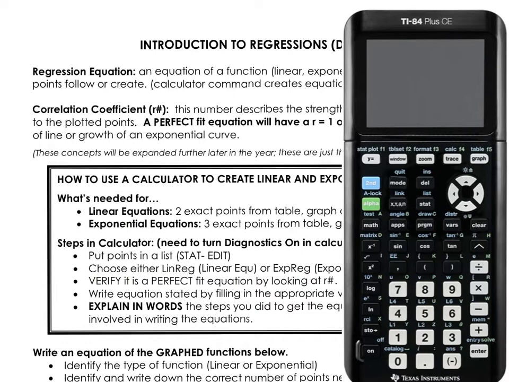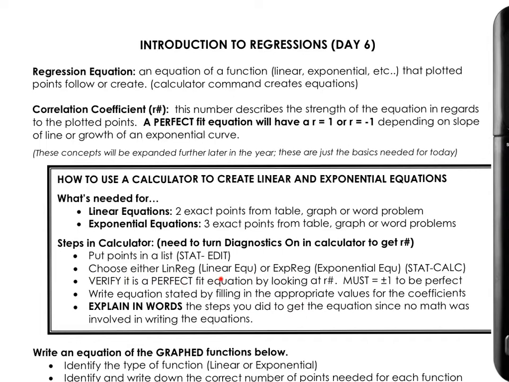Okay? So once we've done those steps, again, you want to verify that it's perfect by making sure that the R value is a 1 or a negative 1. Then you'll be able to write down everything that your calculator gave you. This is explained in words, the steps that you did to get the equation, since there was no math involved in writing the equation. I usually write down my list of values and put the L1 and L2 above it and write down LinReg or exponential regression so that I know that's what I did to find the answer. Then that tells me that you went to your calculator and you did a regression.